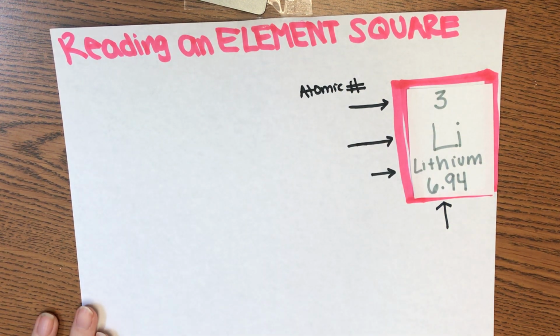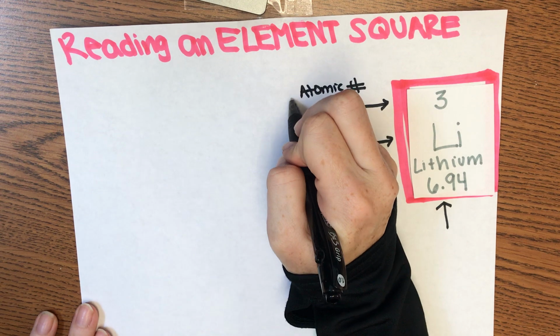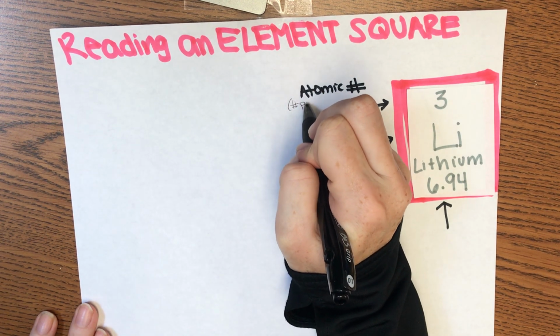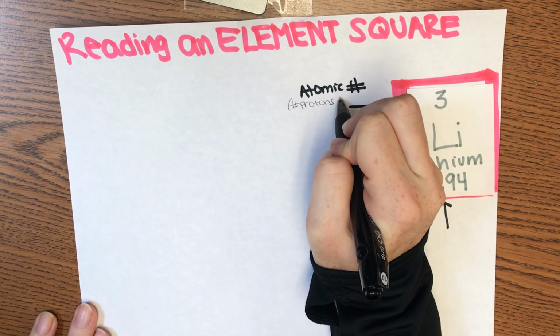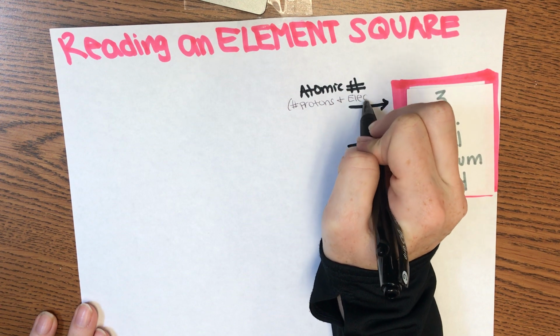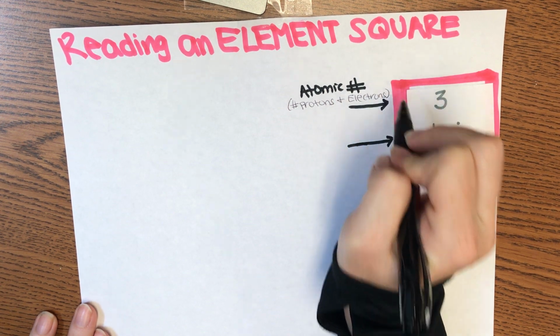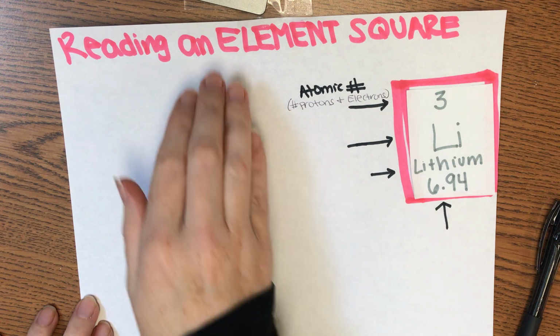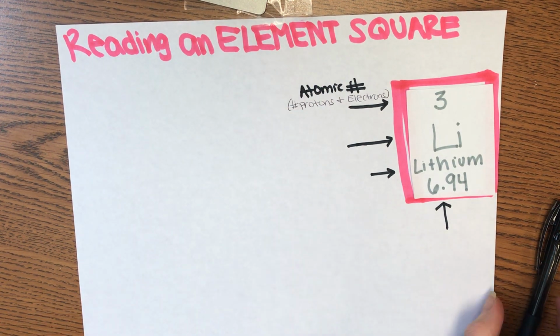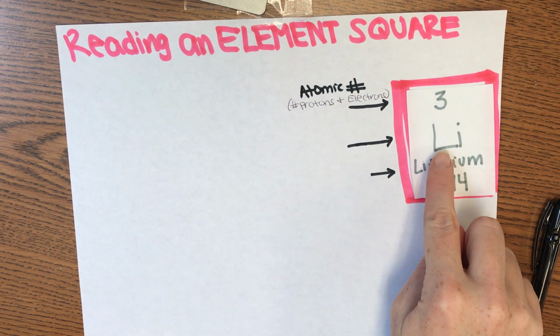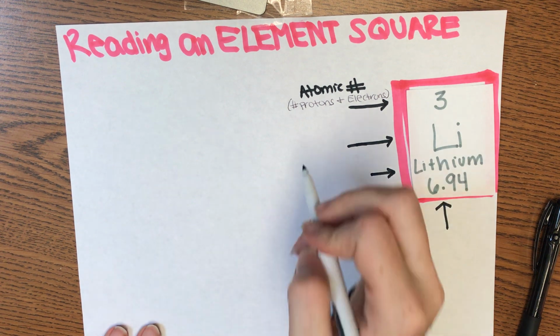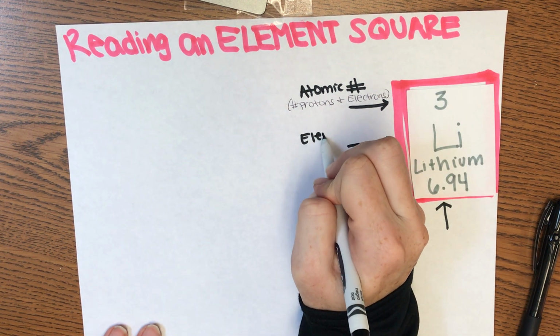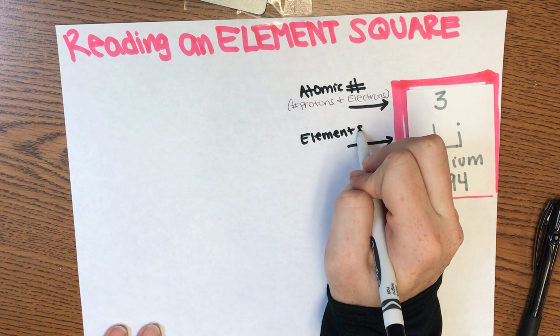The atomic number is really important for us because it tells us the number of protons and electrons. Because we work with neutral atoms, if we know the number of protons, we also know the number of electrons. This here in the center, this is called our element symbol.